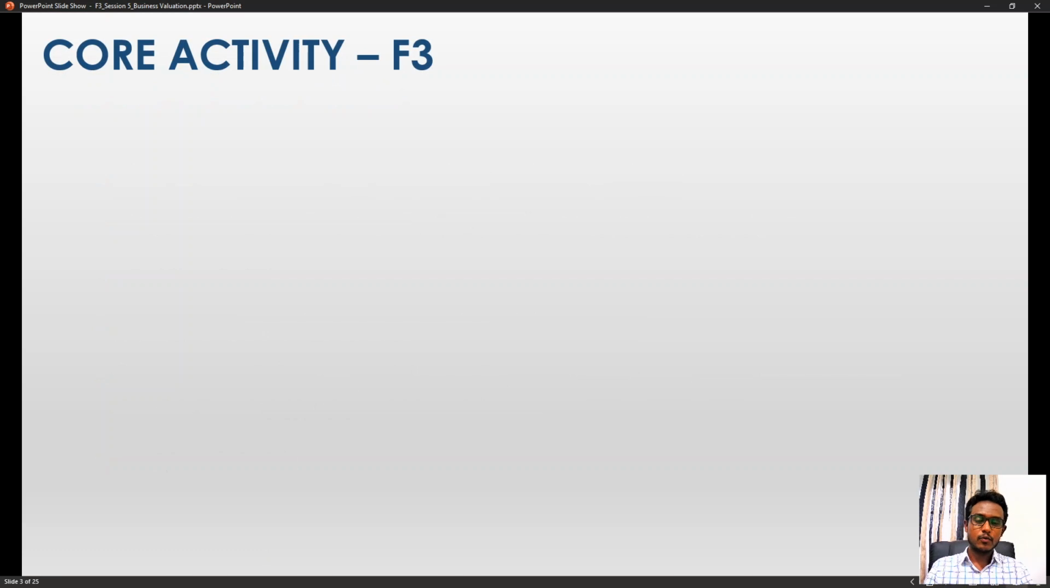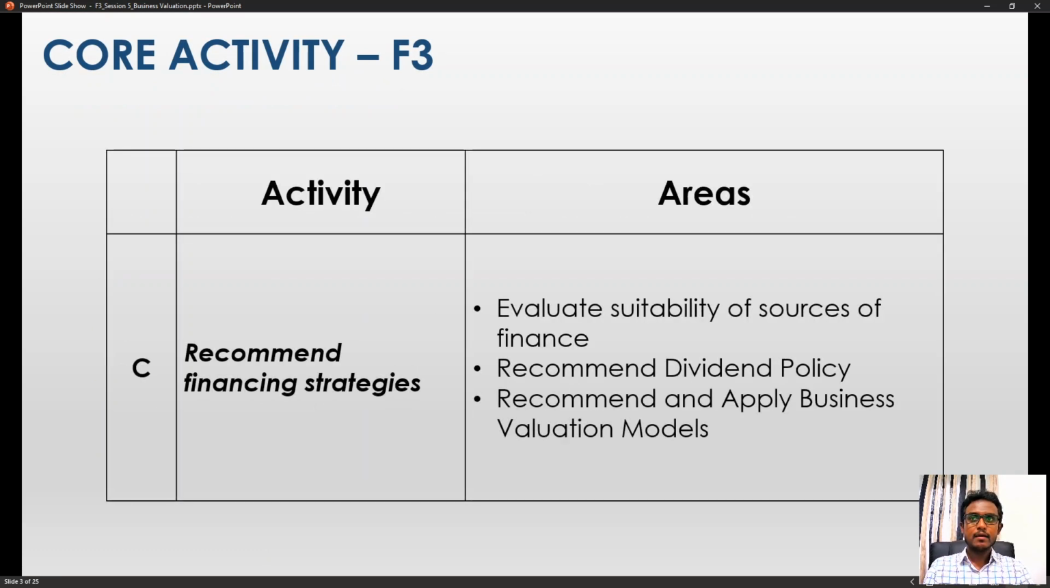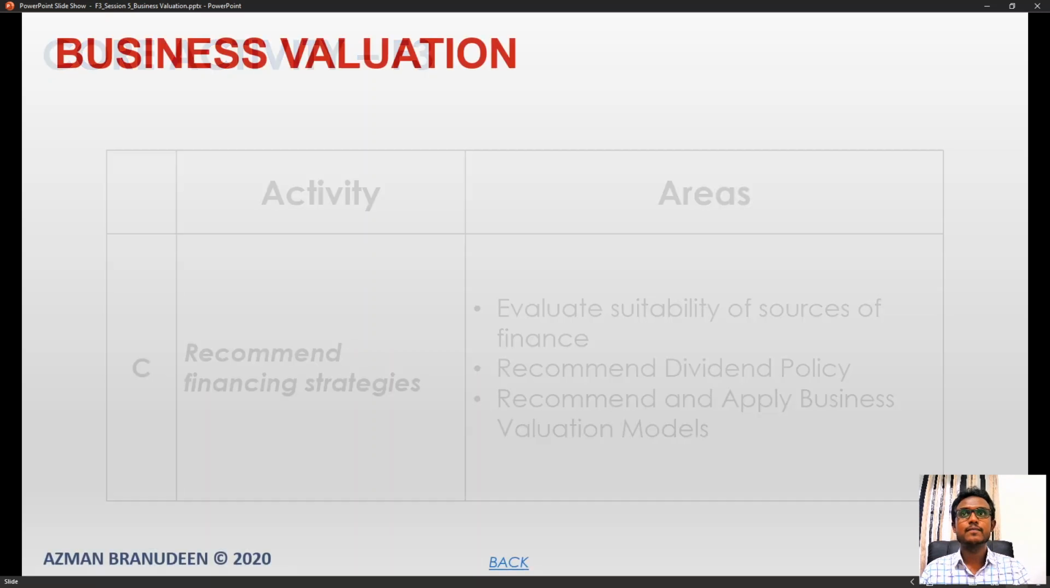So, a quick reminder on the core activity. Recommend financing strategies, and we have in detail looked at the first two areas: evaluate suitability of sources of finance and recommend dividend policy. But we are yet to look at business valuation, and this is exactly that segment. Recommend and apply business valuation models. So this segment is dedicated to learning about all the methods that are available for us to value a business and every single consideration associated to that within the CIMA F3 content.